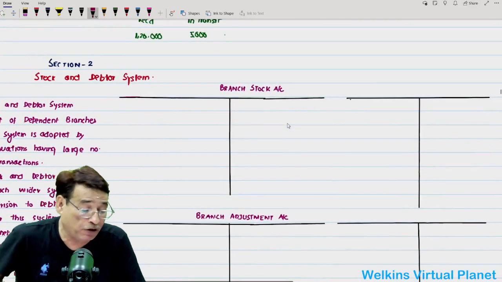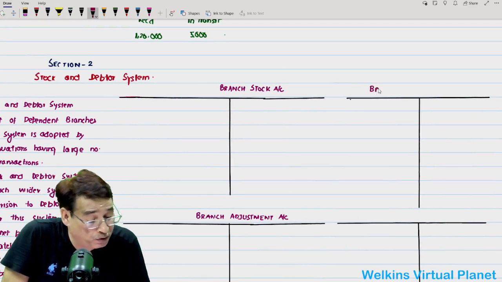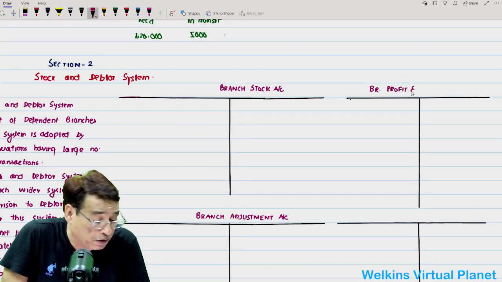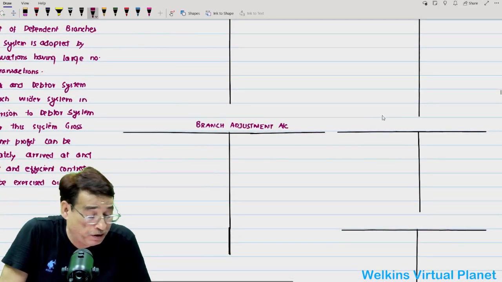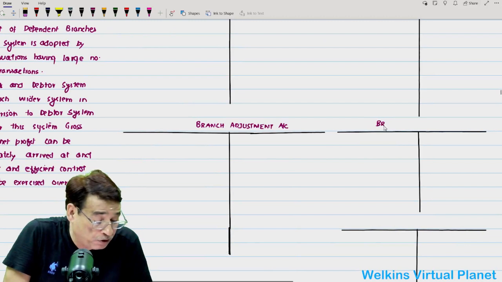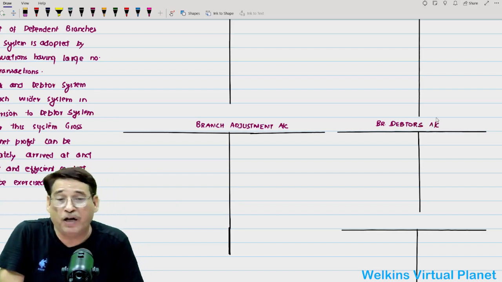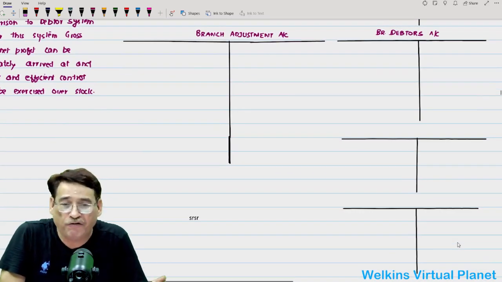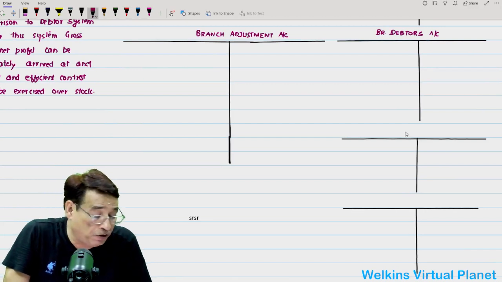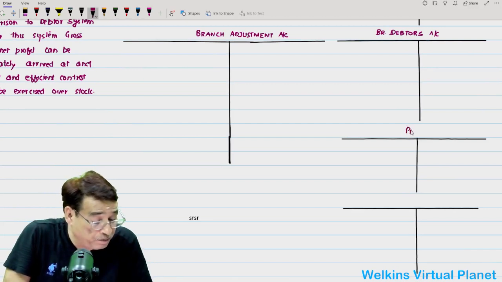Besides branch adjustment account, we shall also prepare in the system branch profit and loss account. And then we shall also prepare branch debtors account in the same manner as we were doing under the debtors system. Generally, these four accounts would be needed, correct? However, in order to play safe, in case there is some information related to petty cash, you will open a petty cash account in this particular system.